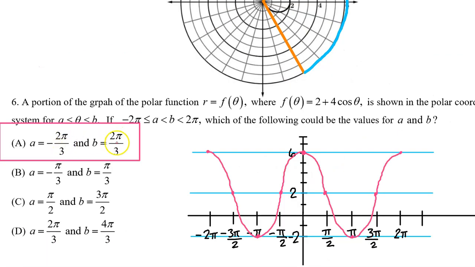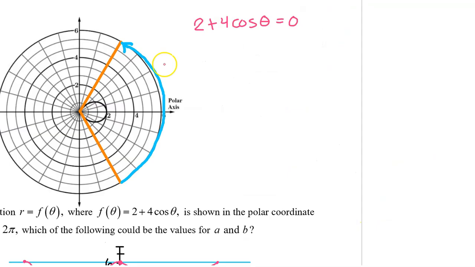Negative 2 pi over 3 and positive 2 pi over 3 are not showing up among my quarter period marks. I'm thinking they might be x-intercepts. So let's find the x-intercepts of this graph by setting f of theta equal to 0. We begin to solve by subtracting 2 from both sides, giving us 4 cosine theta is equal to negative 2. Next, we divide both sides by 4. Negative 2 over 4 simplifies to negative 1/2. So we have cosine theta is equal to negative 1/2.